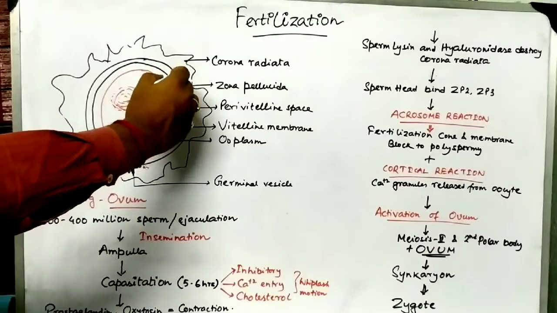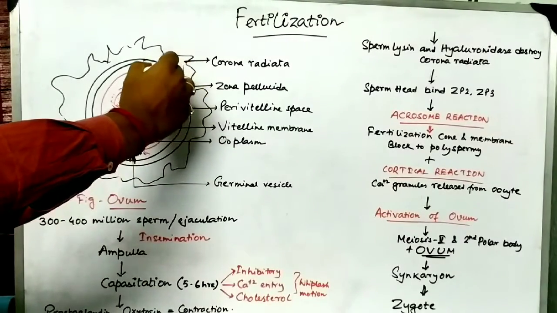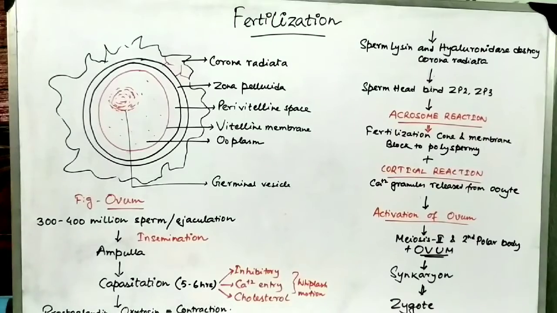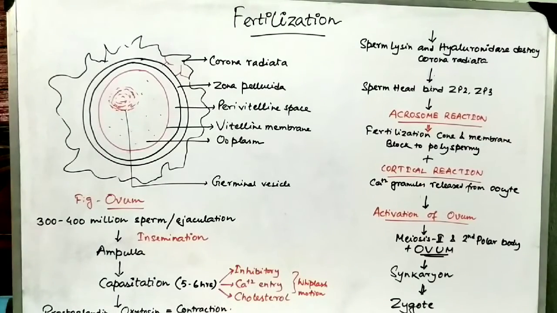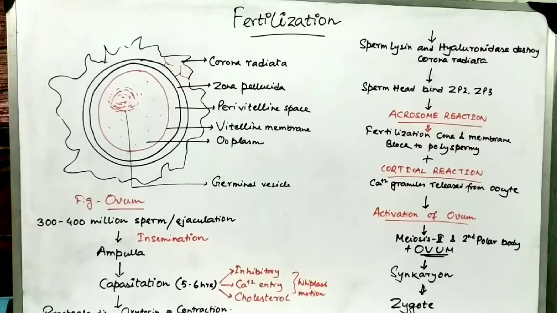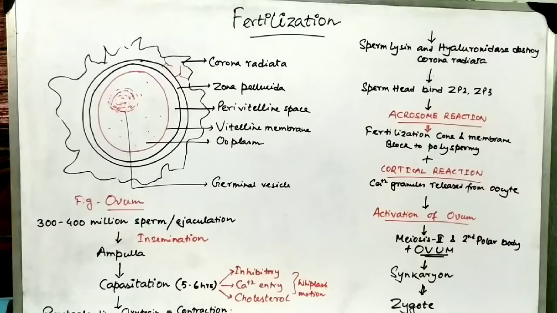So zona pellucida has different receptor-like structures, also known as zona pellucida proteins 2 and 3. These receptors are present on the zona surface, and the sperm head binds to these receptors, and a matching occurs. That is, whether the sperm is of the same or a different species, the matching occurs here, and ZP2 and ZP3 proteins are responsible for it.